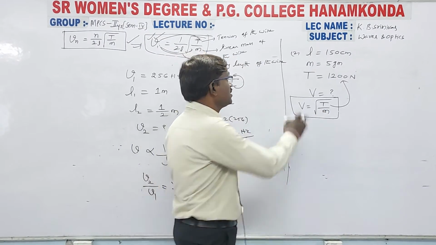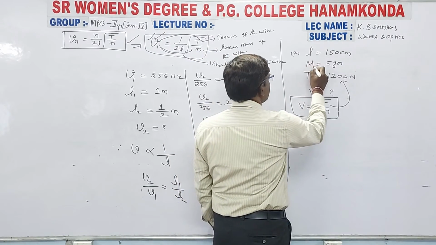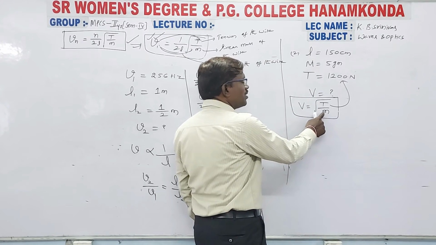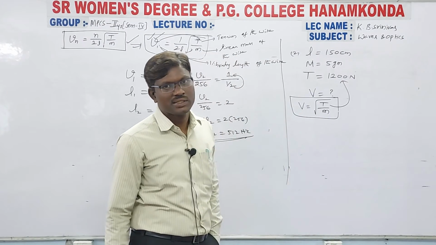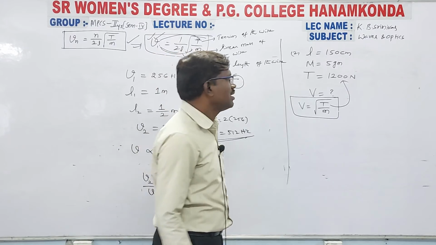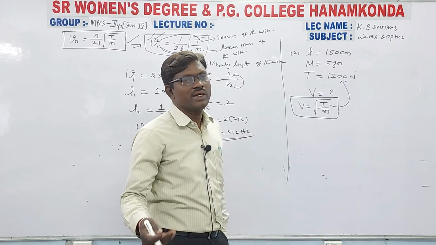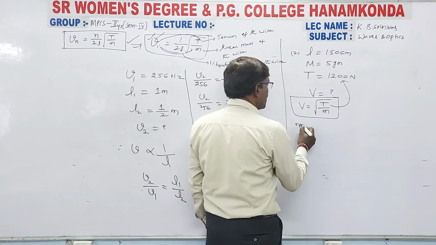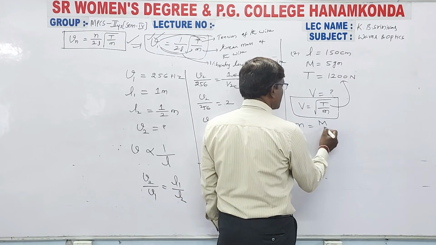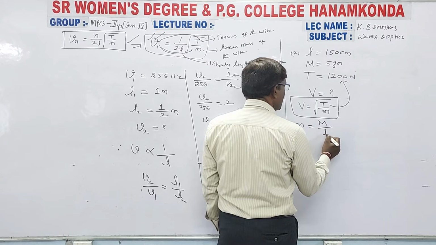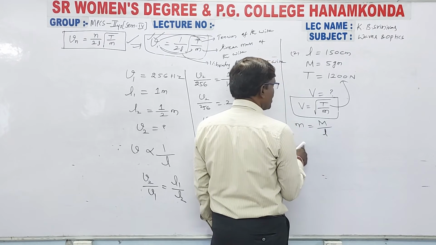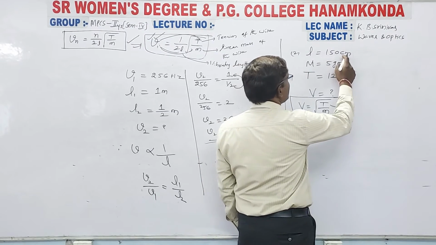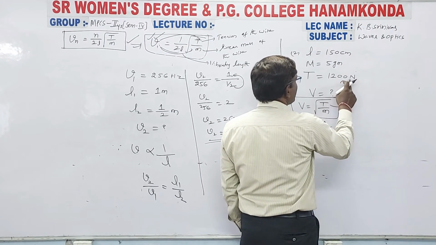How do we calculate it? This is the total mass of the wire, capital M. But they are asking for linear mass density. How do we calculate linear mass density when we have total mass and total length? Simply, linear mass density is total mass by total length of the wire. Mass by length gives linear mass density. But the length is given in centimeter and the tension is given in Newton.